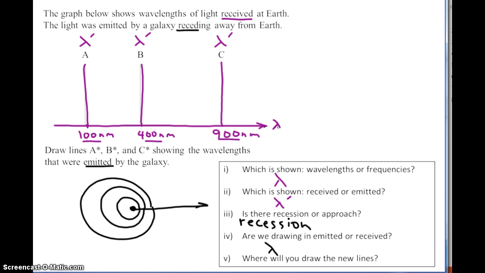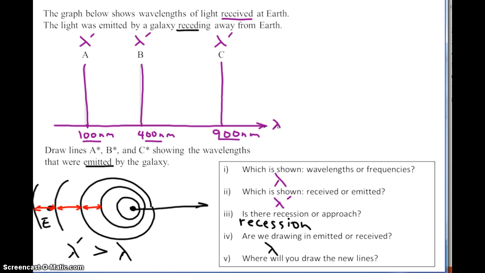Okay. If there is recession, that means the galaxy moves away from Earth. So here's Earth, and the galaxy's going away. From the perspective of the Earth, these wavefronts arrive, and they are really expanded out. The wavelength, the distance between two wavefronts, is much, much larger. So we see a larger wavelength. The observed wavelength is bigger than what's originally emitted.